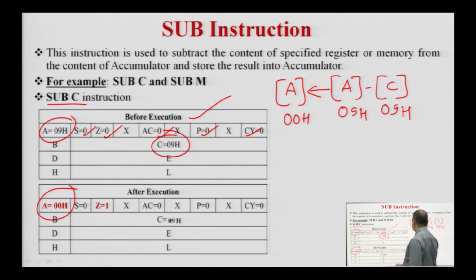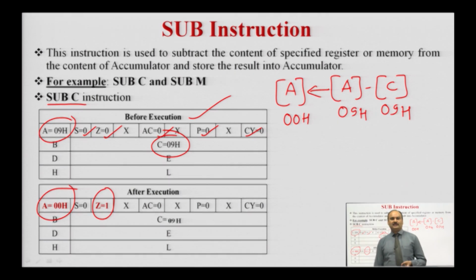Since the result of the operation is 00H, the zero flag is set to 1 to reflect the result of the operation. The processor subtracts two same numbers, that is why the result is 0, and when the result is 0, the zero flag is set to 1 to indicate that. The sign flag is 0 because the number is positive, and for the auxiliary carry, there is no carry from the D3 to D4 position bit. The parity flag is reset and the carry flag is reset to reflect the result of the operation.